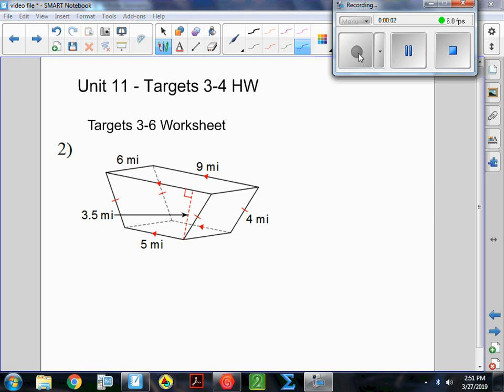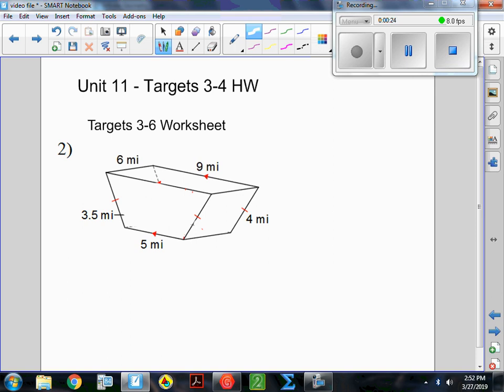Okay, this is number 2 in the worksheet. The very first thing we're going to do is make sure that we are all looking at this the same way. So I'm going to hide the things that are in the background that you can't really see. So make sure that we're all looking at the same shape. There. So we're really looking at this trapezoid prism.